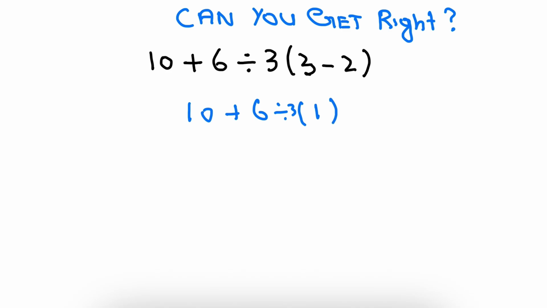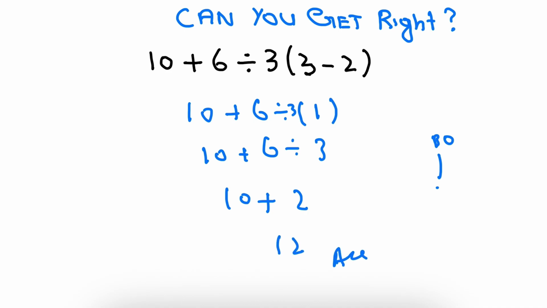now 10 + 6 ÷ 3 of condition in BODMAS. Okay, so here the bracket we can solve, and 3 multiplied by 1 is 3. So now 6 ÷ 3 is 2. 10 + 2 is 12. So 12 is the final answer of this question.